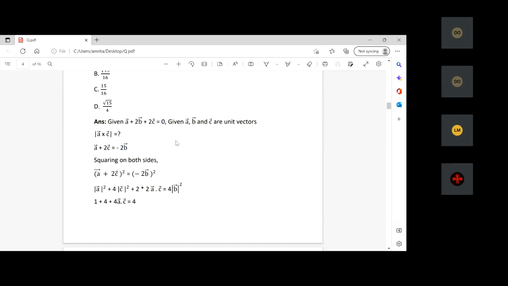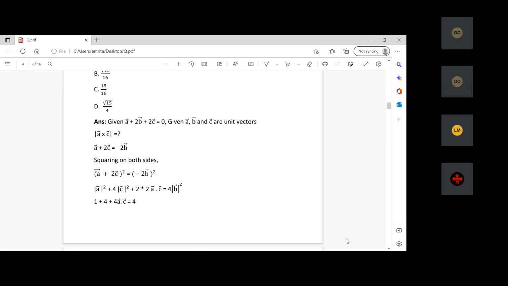So now you need to square on both sides, and you can just use the formula A plus B whole square. So when you're squaring, it will be vector A square plus 4 into vector C square plus 2 into 2AB, right? Plus 4 into vector A vector C. And here it will be 4 into vector B square. Now because we all know all of them are unit vectors, this value will be 1, this will be 1, and the last term will be 4, so it is 4.